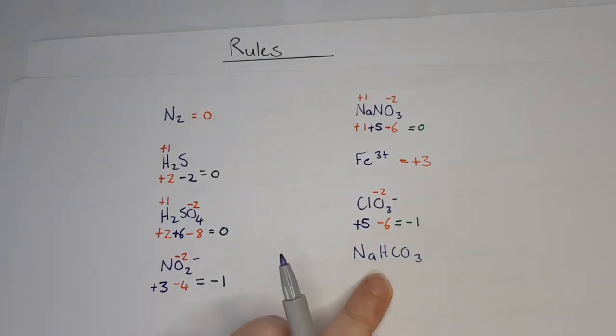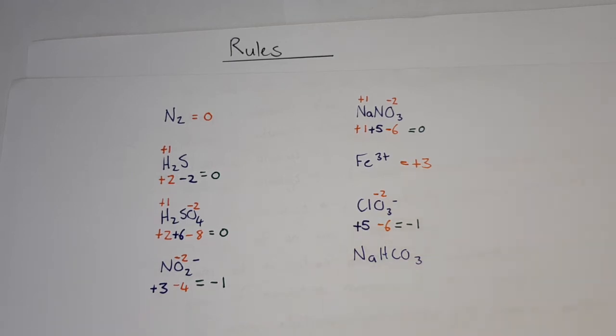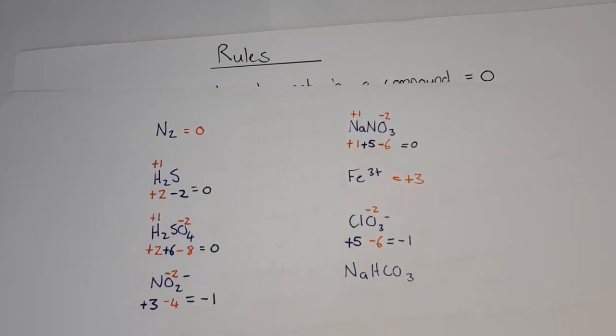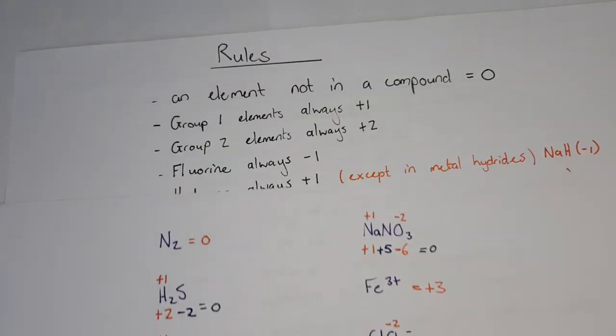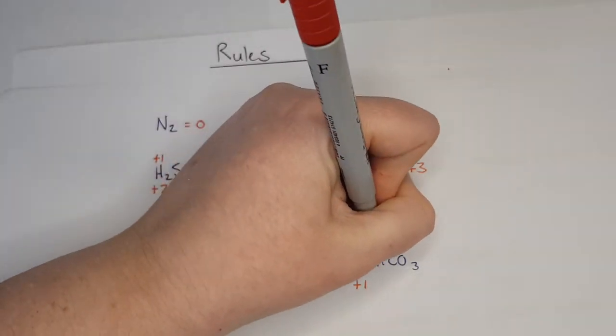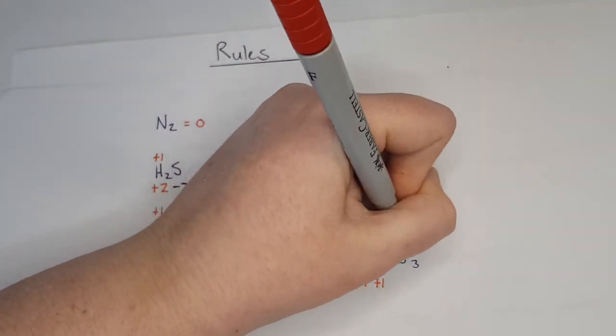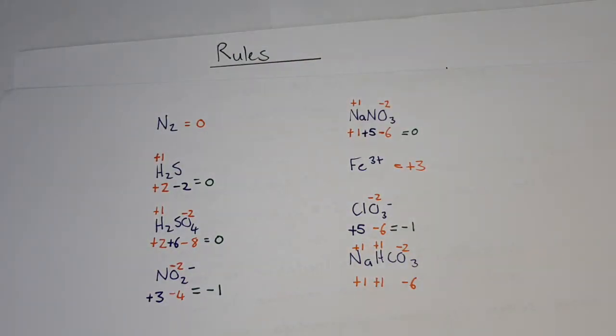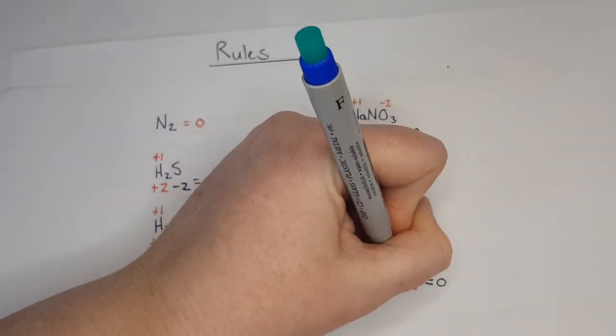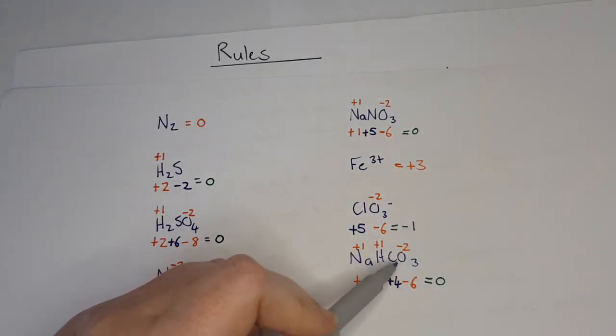And then if I look at my next one, I have NaHCO3. Now I have 4 different elements, but there are 3 of them that I already know. Na is in group 1, and group 1 is always +1. So there I have +1, and there's only one of those. Hydrogen is always +1, so that's also going to be +1. And oxygen is always -2, and there's 3 of them, so -2 times 3 is -6. The whole compound has no charge, so it must equal 0. Now all I have to do is find my missing number. So I've got +1, +1, -6, so I'm going to need +4 to get this to equal 0. And there's the one that I'm missing.